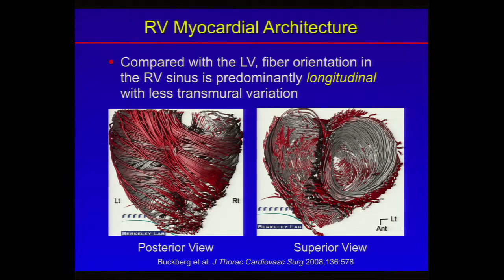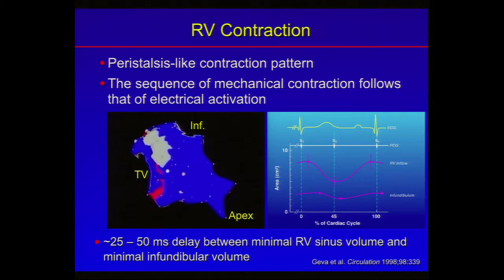The contraction of the right ventricle is again distinct from that of the left ventricle. The left ventricle contracts mostly in a wringing fashion, just like one wrings a piece of cloth with water to get the water out. You see far less of that in the right ventricle. The right ventricle contracts in a peristalsis-like fashion. And you can see here that the sequence of mechanical activation follows the electrical activation. This is just an electrical mapping of the right ventricle, showing how the wave of electrical activation follows the right ventricle and ends up in the infundibulum.